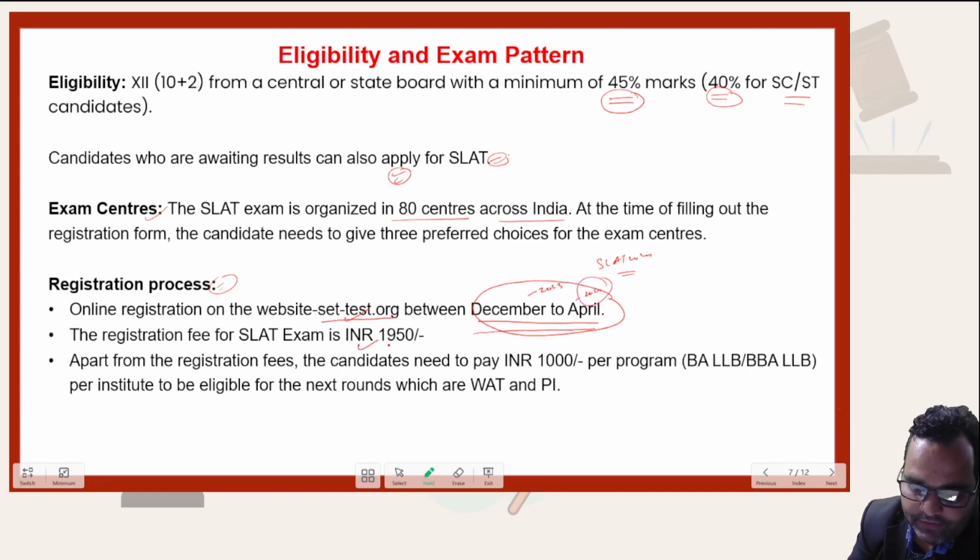The registration fee will be 1950, and apart from this registration fee, the candidates need to pay rupees 1000 per program, that is BA LLB or BBA LLB, per institute, to be eligible for the next round, that is the written aptitude test and personal interaction.